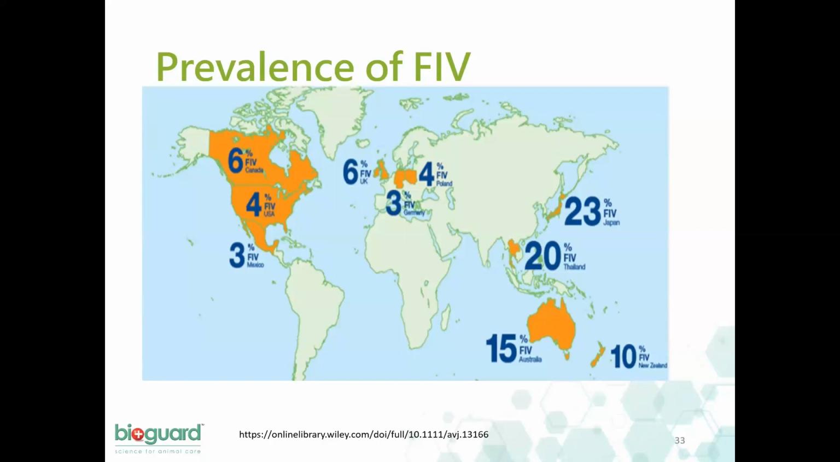The USA, the United States, and also Poland have a lower prevalence of approximately 4%, indicating a relatively lower presence of FIV. Germany has a lower prevalence of around 3%, indicating a relatively lower presence of FIV in the tested cat population compared to any other countries on this list. And Mexico also has a prevalence of 3%, indicating a relatively lower presence of FIV.